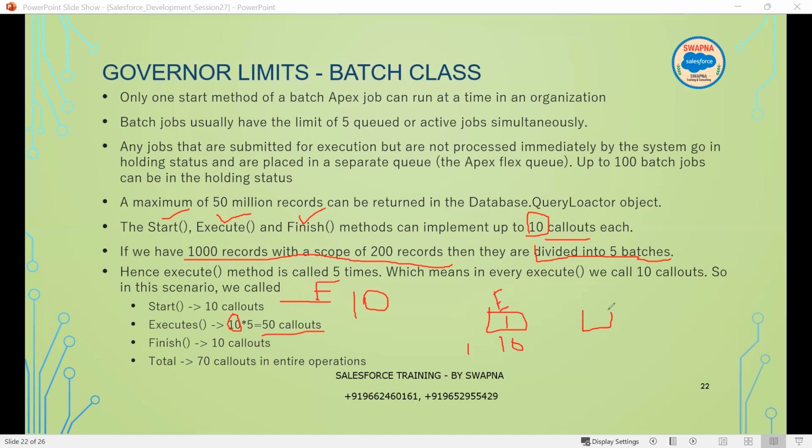Like this, I have an execute method. The first time it executes, B1, whenever it is executing, 10 callouts will happen. And then B2, 10 callouts will happen. So B3, 10 callouts will happen. And in the finish method, if you are sending any emails, then 10 callouts are happening. So it is saying that up to 10 callouts for each.